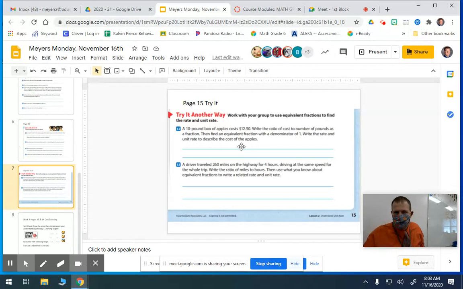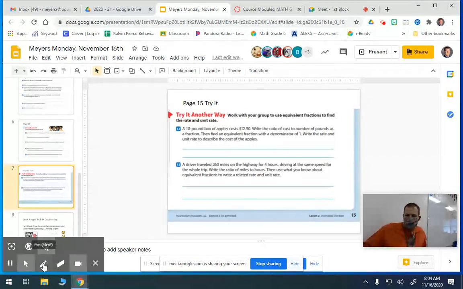You guys at home? Page 15. Try it. Get it done. Do you guys at home have a calculator? I know. It'll be easier if you do. If you don't, the first one we can figure out because it's just dividing by 10.